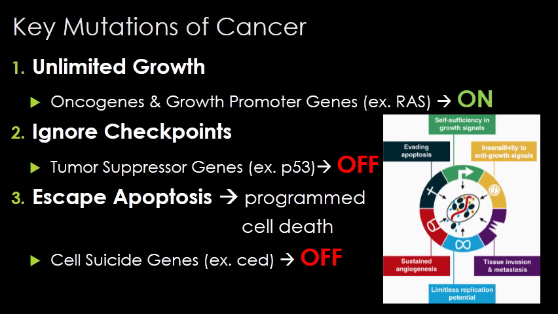The second major change is that they need to be able to ignore the checkpoints of the cell cycle. So the tumor suppressor gene p53, which would normally inhibit cell growth, is turned off. So that prevents it from being affected.